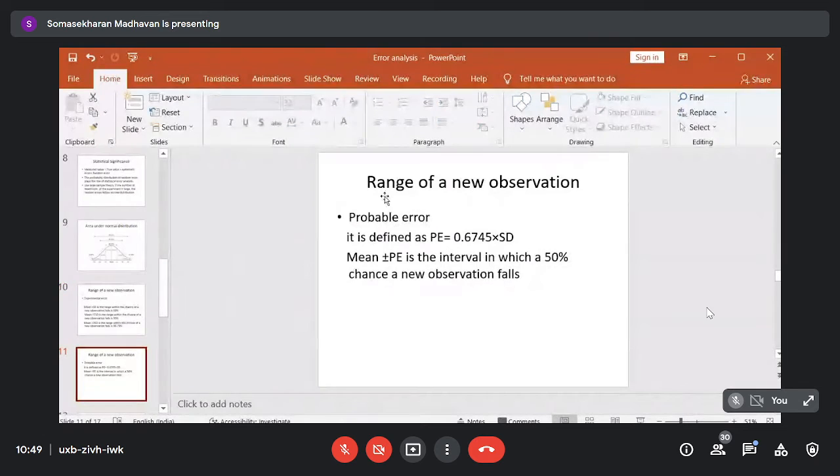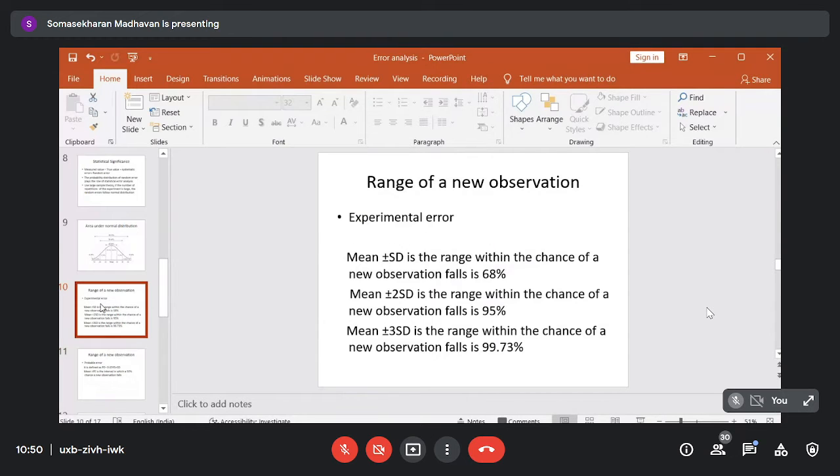And there is another term which is called probable error. Then what is probable error? Probable error is defined as an interval, which is defined as 0.6745 times the standard deviation for a single observation, for a new observation, for a future observation. And what does it mean? The mean plus or minus the probable error is the interval in which there is a 50% chance a new observation falls. This is the meaning of probable error.